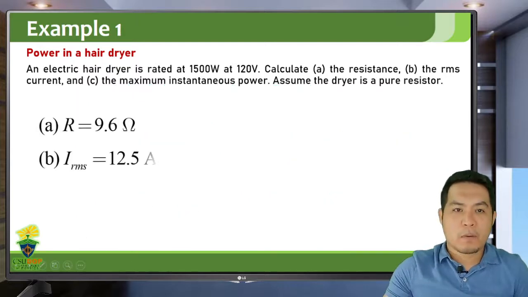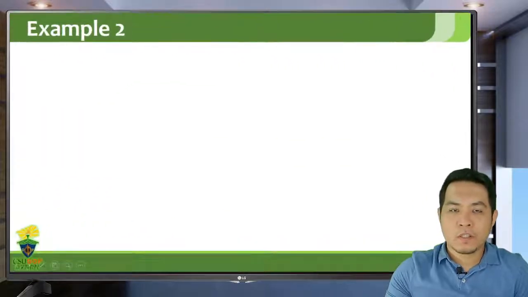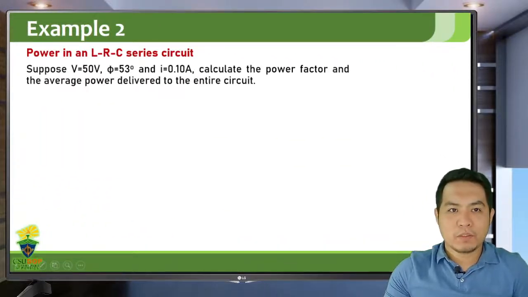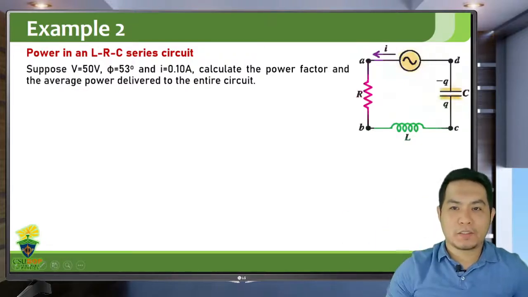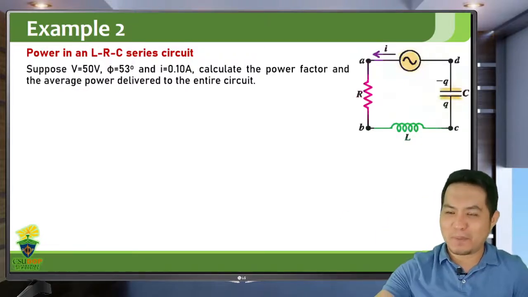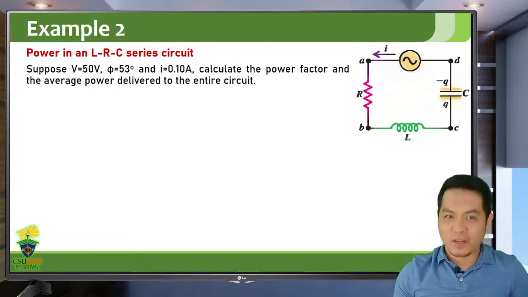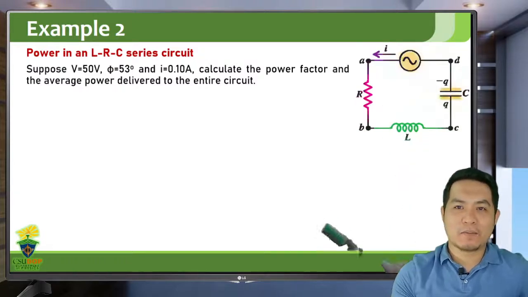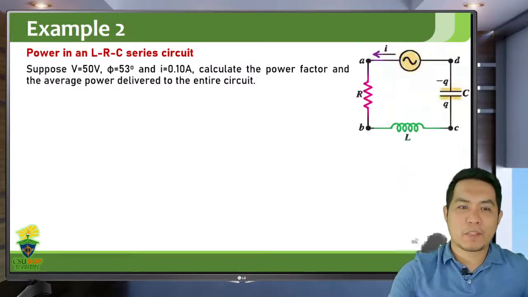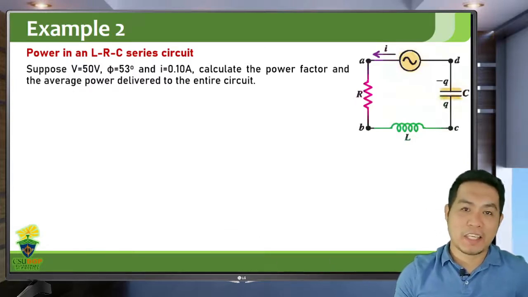So this is the summary of our results. For the second example, we are trying to solve the power in an LRC series circuit. This is actually just very simple because we didn't discuss the LRC series circuit very thoroughly. Suppose in this LRC series circuit, the voltage from the source is 50 volts, and the phase angle between the voltage phasor and the current phasor is 53 degrees.